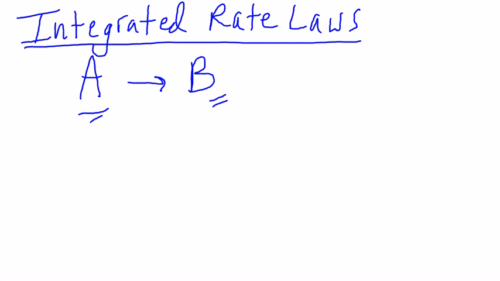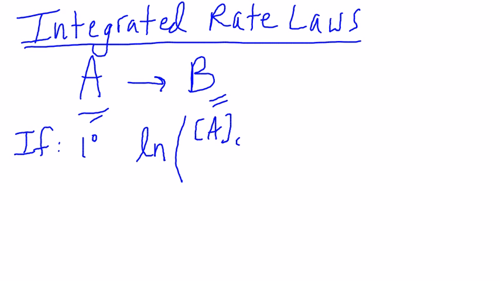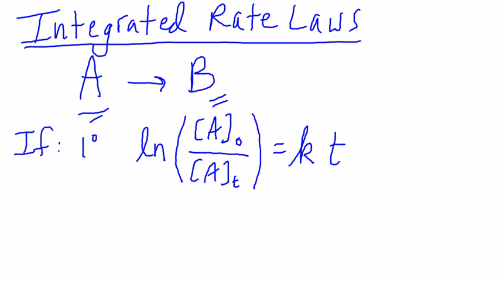Let's take the first order reaction as an example. If you know that it is a first order reaction overall, then we're going to use the integrated rate law of ln, the natural log of the concentration of A naught divided by the concentration of A at time t, is equal to kt. This is, of course, as I said before, if it is a first order rate law.